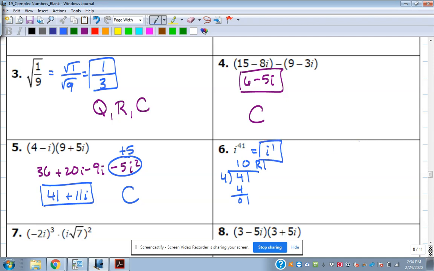And I to the first power is square root of negative 1, but what kind of number is that? It's imaginary. And if it's imaginary, it's got to be complex. Purely imaginary, though, because it's just a number with an i.